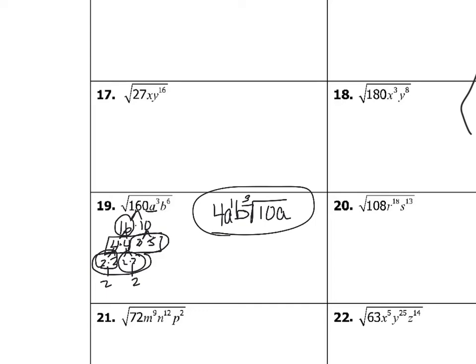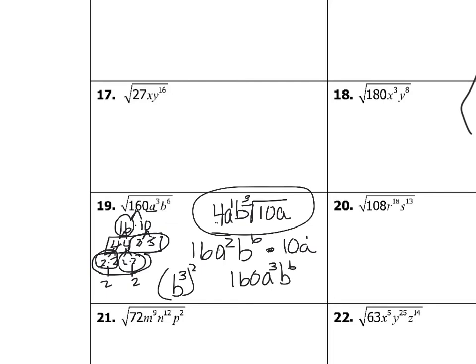And we can check our answer. What's 4 squared? 16, right? What's a squared? So we're doing a power to a power. 1 times 2 would be 2. And then what's b cubed squared? That's b to the 6, right? Times whatever's on the inside. So 16 times 10 is 160. A squared times a is a cubed, and then b to the 6. Well, that's what we had, right? So it checked out.